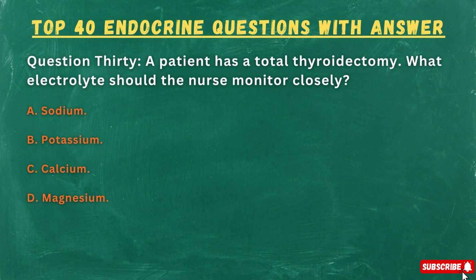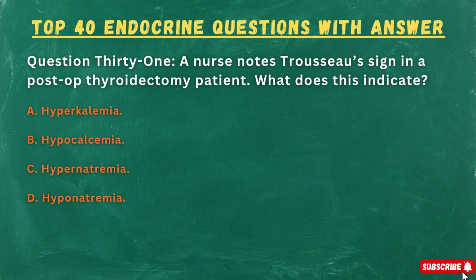Question 30. A patient has a total thyroidectomy. What electrolyte should the nurse monitor closely? A. Sodium. B. Potassium. C. Calcium. D. Magnesium. Answer: C. Calcium.